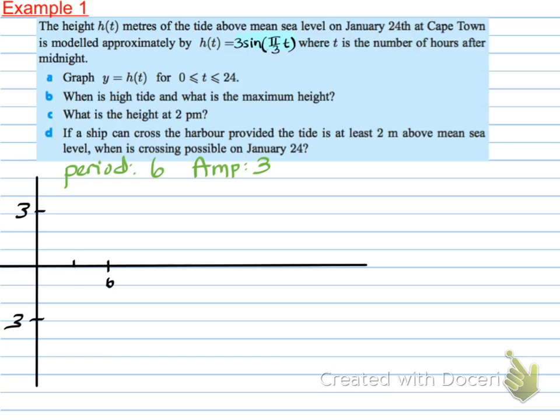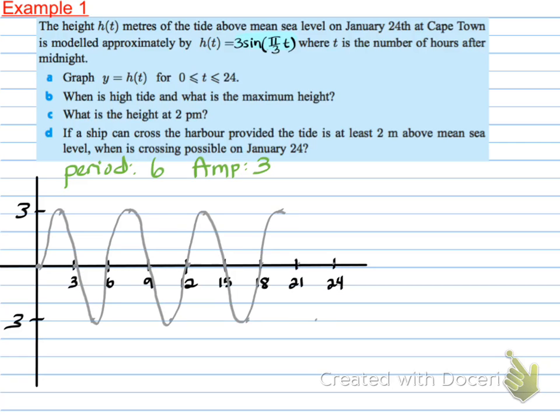So it's going to start at 0, 0, and go up and then come back down. So I'll set up my axes up to 24 because it asked me for the next 24 hours, from t of 0 to 24. And I'll sketch my wave. So I see it looks like there'll be 4 high tides and 4 low tides. And now I'm ready to answer some questions.